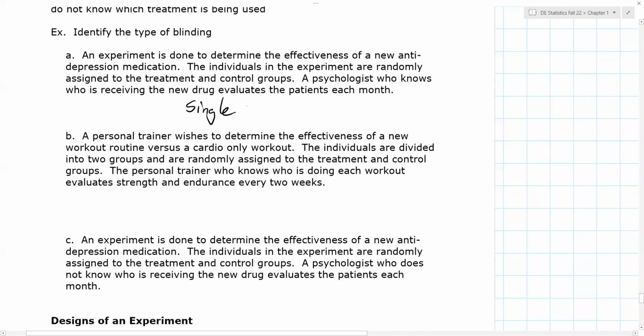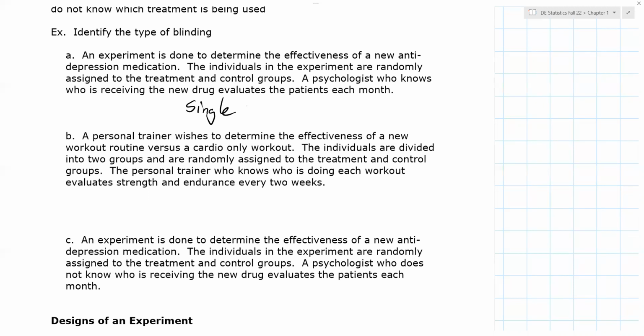B, a personal trainer wishes to determine the effectiveness of a new workout routine versus a cardio-only workout. The individuals are divided into 2 groups and are randomly assigned to a treatment or control group. The personal trainer knows who is doing each workout, evaluates strength and endurance every 2 weeks. So in this case, the control group would be the cardio only group. The treatment group would be the other group that has that new workout routine.